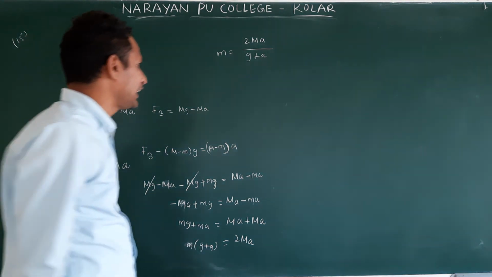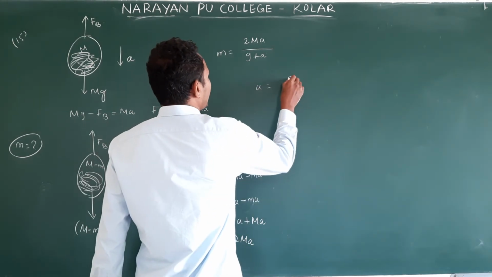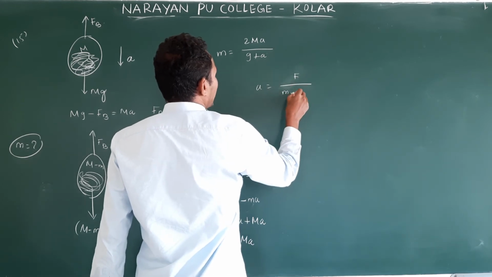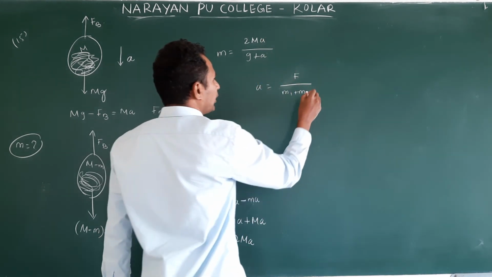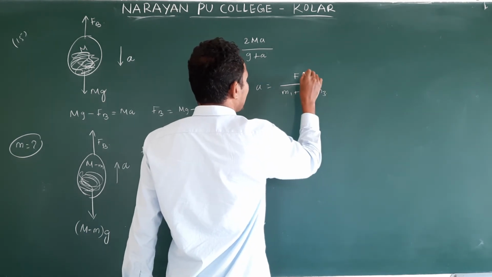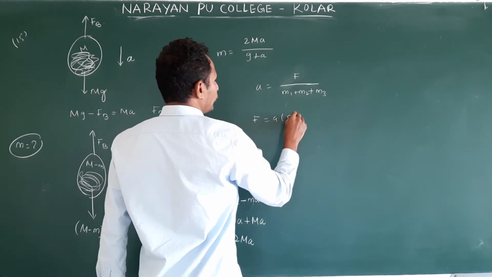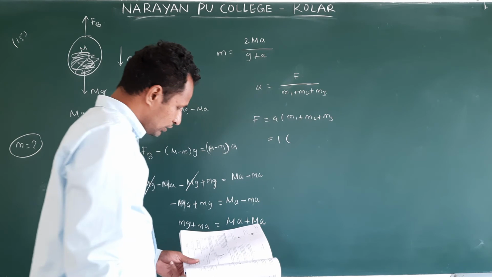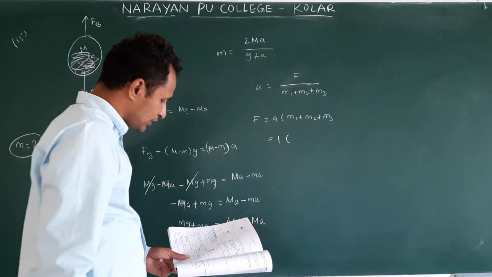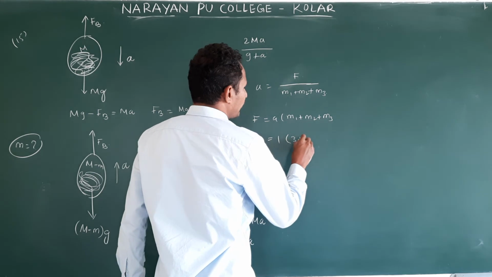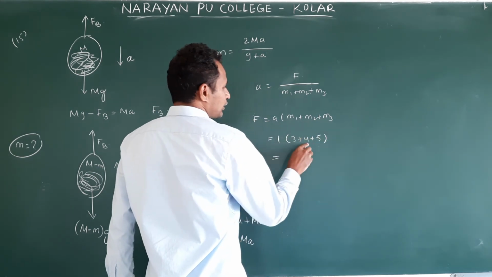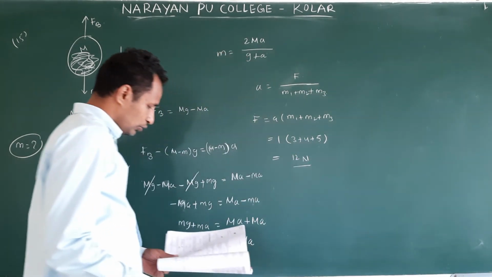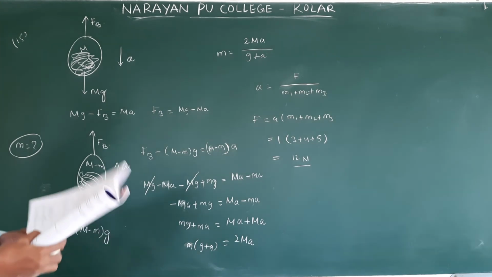So for connected bodies, what is the acceleration formula? A is equal to F by m1 plus m2 for two bodies, but here three bodies are there, so m3 also. They are asking F. F is equal to A into m1 plus m2 plus m3. The A value is given as 1 meter per second square. Masses are 3 kg, 4 kg, 5 kg. 3 plus 4 plus 5, 7, 5, 12. Right? 12 into 1, 12 newtons. Yeah, next, second one.